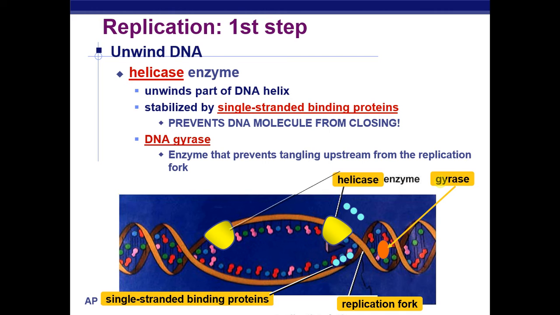Right, so in our first step, we have helicase that does the unzipping, our single-stranded binding proteins, which keep it unzipped until we can make new DNA in that space, and then gyrase that keeps everything untangled so that helicase can do its job.